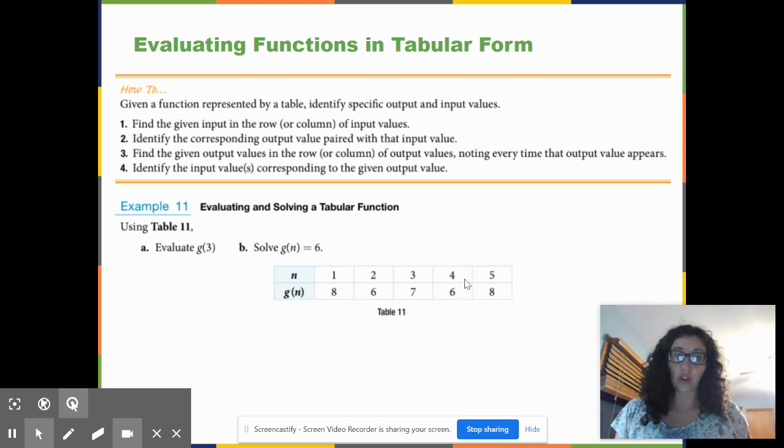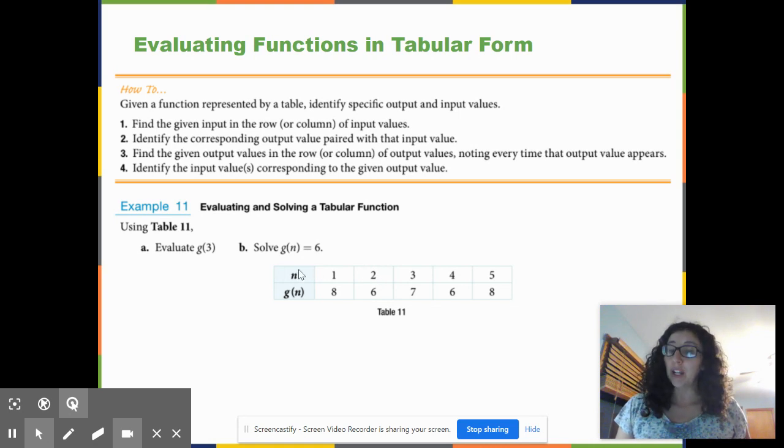Or we can go the other direction. That's what 3 and 4 says. So evaluate g of 3. Our input value is 3, and our output value, g of 3, is 7. What about solving? This is the opposite direction. If we have a function and we want to solve it, we go the other way. We go to the output. If we solve g of n equals 6, we go to the output. What's the input? 2.